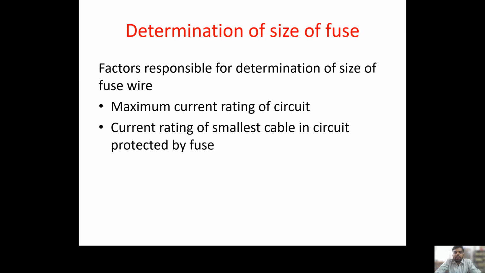Then the current rating of the smallest cable in the circuit protected by the fuse. A circuit contains many wires. Among those wires, we need to make sure that the selected wire is the smallest cable. This cable is the wire with the insulation. This smallest cable must be protected by the fuse. Like that, we need to select the different sizes of the fuse.